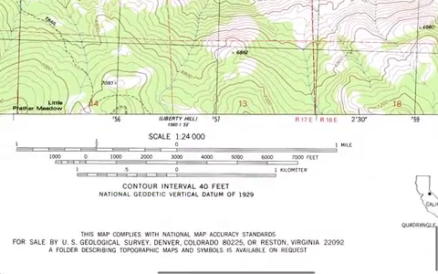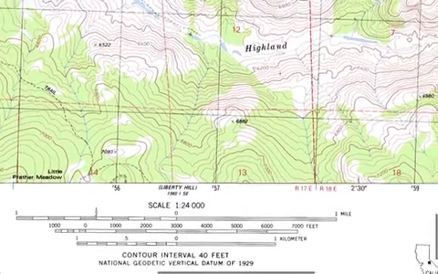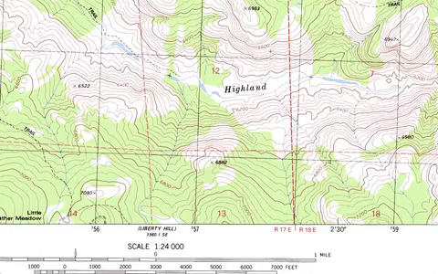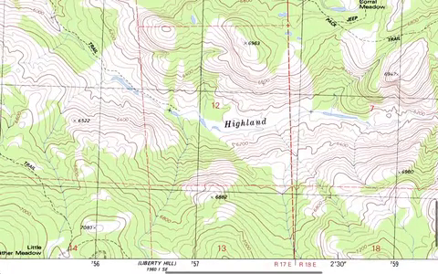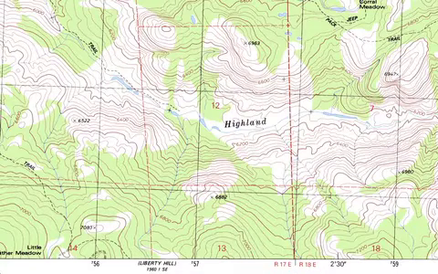Now, if you look at the bottom of any map, you'll see the contour interval. The contour interval on this map is 40 feet. What that means is that in between each contour line, there's a 40-foot change in elevation. So, to give you some frame of reference here, the darker lines and the lighter lines both represent a change of 40 feet.